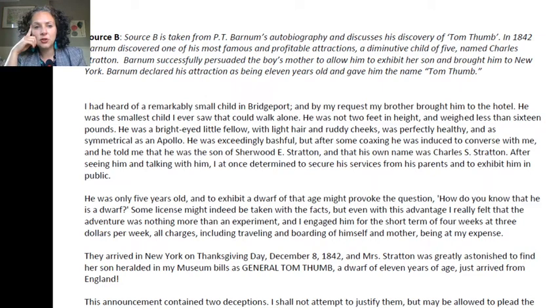So in 1842, Barnum discovered one of his most famous and profitable attractions, a diminutive child of 5 named Charles Stratton. Barnum successfully persuaded the boy's mother to allow him to exhibit her son, and he brought him to New York. Barnum declared his attraction as being 11 years old and gave him the name Tom Thumb. So he took a 5-year-old child away from his mum and said to everyone, "This child is 11. Look how tiny he is. He's called Tom Thumb."